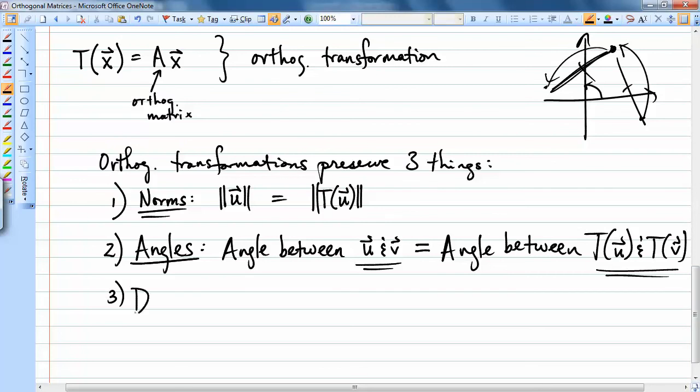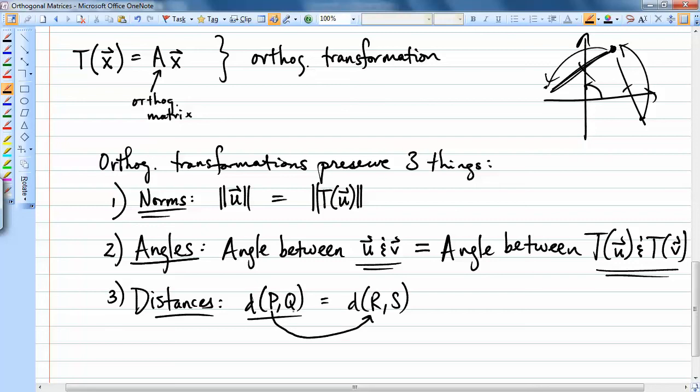The last thing it preserves are distances. So if I have two points, P and Q, and I figure out the distance between them, that's the same as the distance between R and S. I know that looks vague, but P is the thing that gets mapped to R, and Q gets mapped to S. The only reason I can't just say T of P and T of Q is because P and Q are considered coordinates here, not vectors. So really, you just replace them with the vector version, and you can still calculate everything the same way.